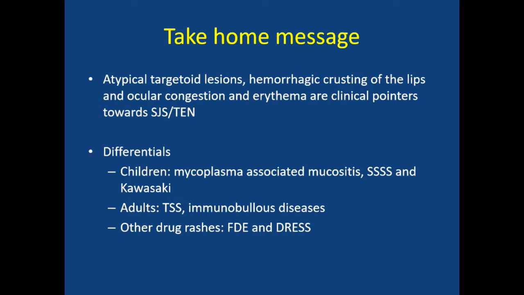So the take-home messages are: if there are atypical target-like lesions, hemorrhagic crusting of the lips, ocular congestion and diffuse erythema of the skin, these are the clinical pointers towards SJS-TEN. The differentials in children include mycoplasma-associated mucositis, staphylococcal scalded skin syndrome and Kawasaki disease. In adults, it is toxic shock syndrome and immunobullous disease. Other drug rashes like fixed drug eruption and drug rash with eosinophilia and systemic symptoms can mimic SJS-TEN.